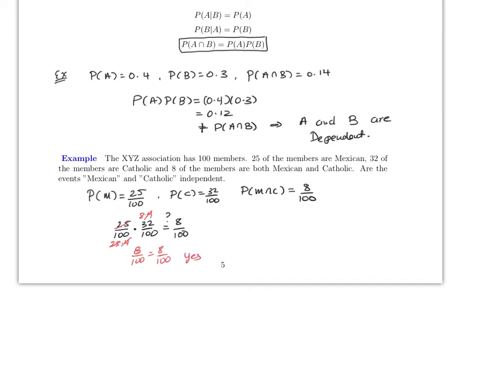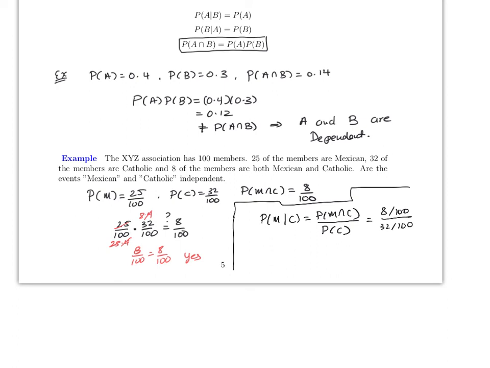Now from the very beginning of this section, we found this, which is another way to show that they're independent. Remember, the probability that M happened, given that C already happened, was equal to this, 8 over 100 divided by 32 over 100, which is equal to 8 over 32. But 8 over 32 is the same thing as 25 over 100, which is the probability of M. So therefore they are independent. Remember, this is 0.25, and this is also 0.25.